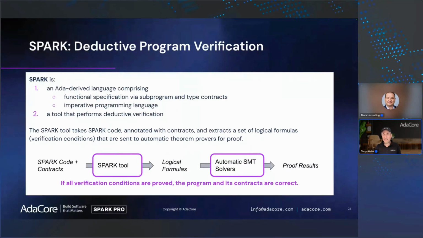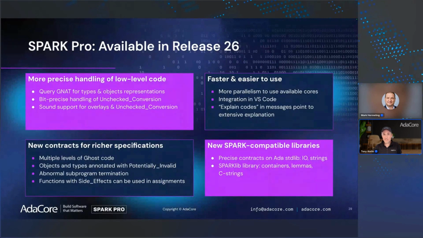There's a lot of great things that we've added in Spark 26. So we're giving you more precise handling of low-level code. For example, we have bit-precise handling of unchecked conversions and sound support for overlays. This is cool because now you can take a buffer of binary data and reinterpret this as an Ada structured type, a record, and Spark will be able to reason about that conversion precisely and tell you that it's safe.